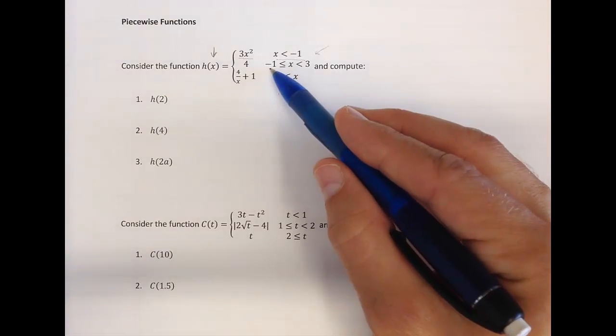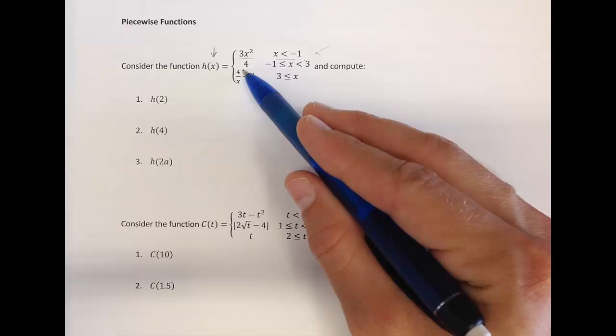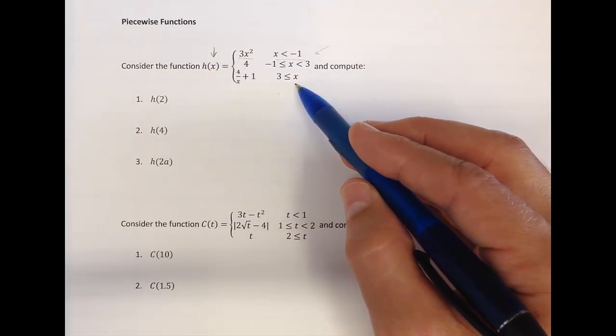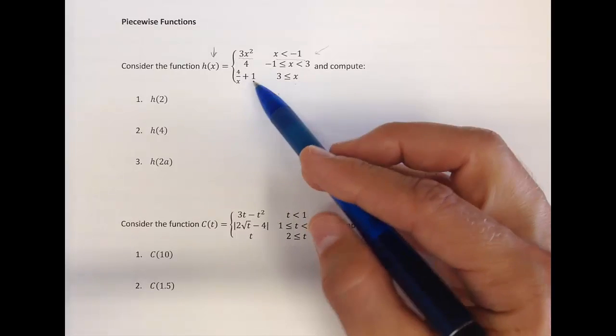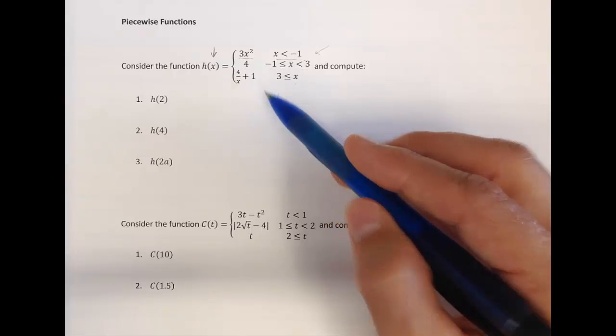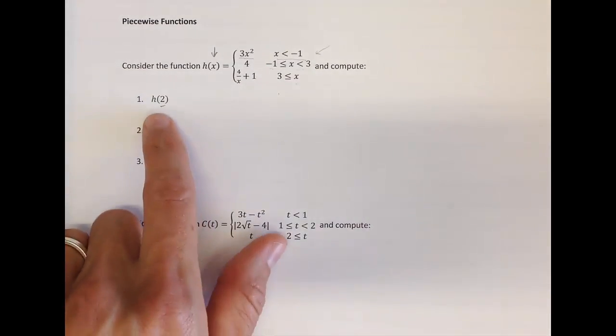If the input is greater than or equal to -1 but less than 3, the output is 4. And if the input is greater than or equal to 3, the output should be 4 divided by the input plus 1. So always one input gets one output. So let's think about that.